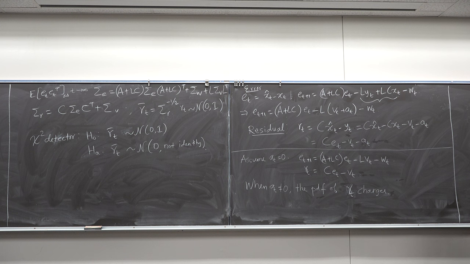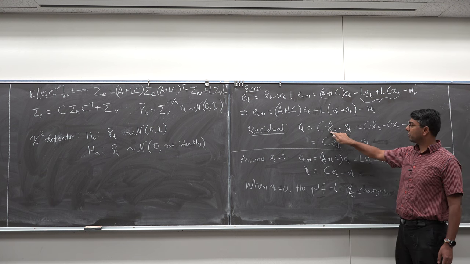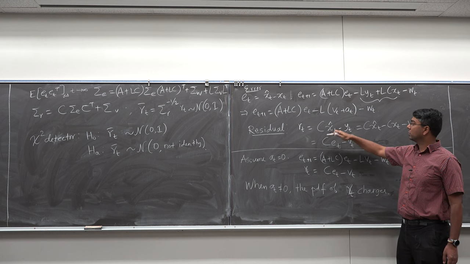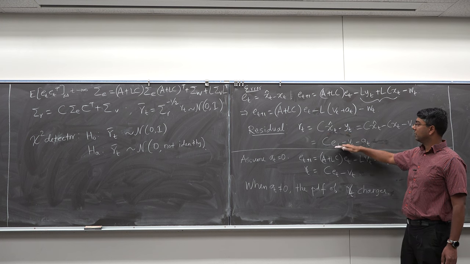Okay, so what did we do? We figured out a quantity that we can compute based on all the information we have received so far. So remember, x hat of t contains all the information that you have received so far, because that's how you get the estimate. So you compute the residual, right?